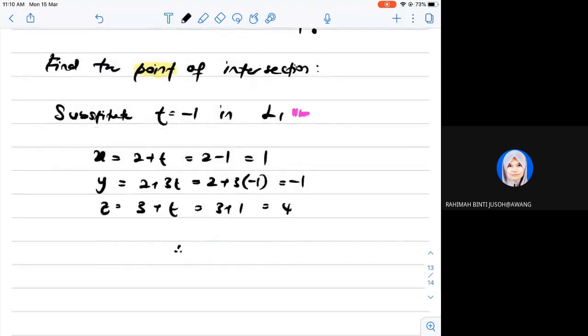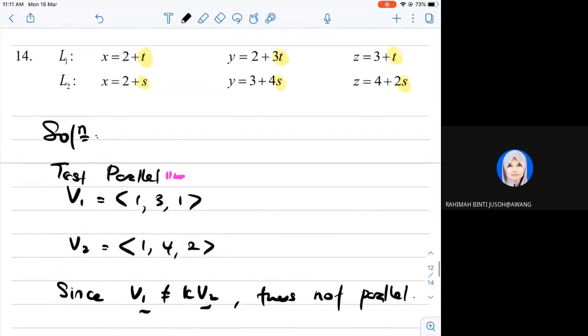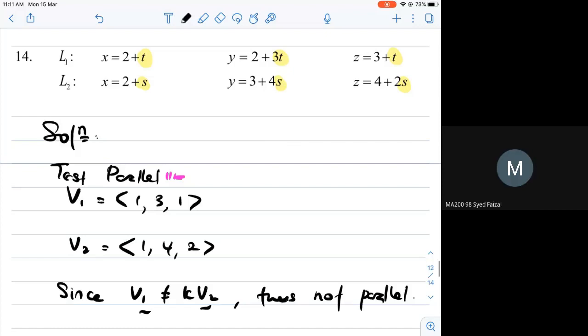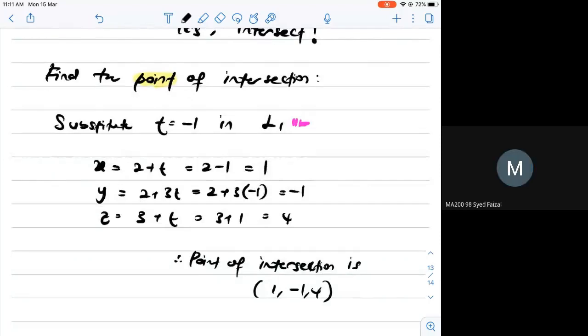So the point of intersection is 1, negative 1, 4. Okay. Madam, did I make a mistake with the plus? Z should be minus 1. T, negative 1 is correct. Z was wrong. Oh, minus 1. Sorry.